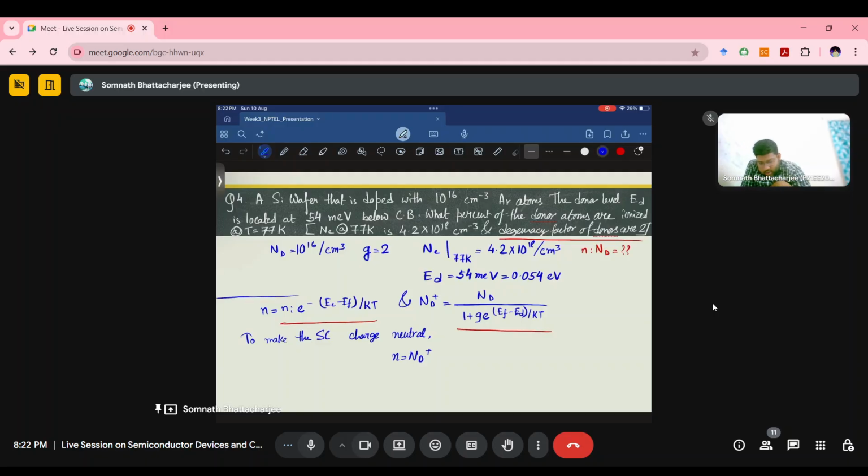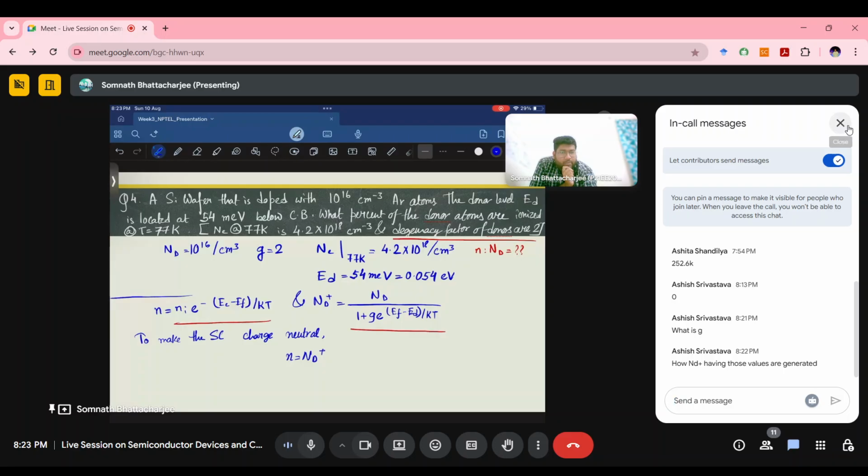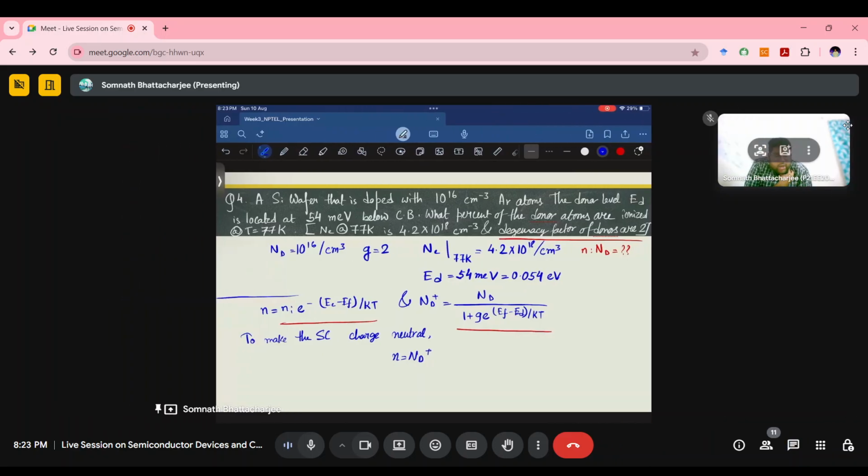Yes, I can solve this equation. I'll not put the values here, but let's solve this one. 1 plus G of... from this what we can get... No, I guess we have to solve it first. Sorry. How are the ND plus values generated? You can turn on your mic and ask me the question, then I will be able to answer you correctly.